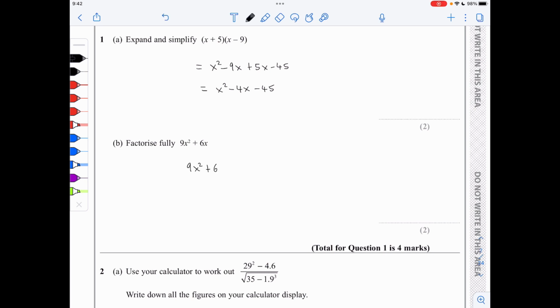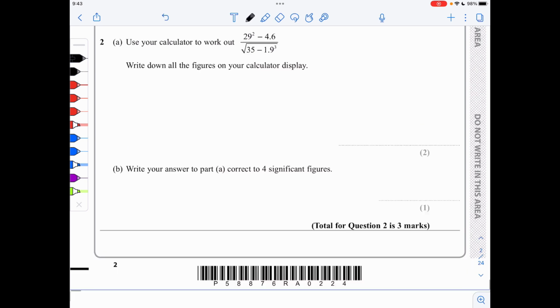We notice that 3x is a common factor, so it's going to be 3x(3x + 2). In 2, we need to work out on the calculator this expression, and we get an answer of 157.668255, which correct to 4 significant figures is 157.7.